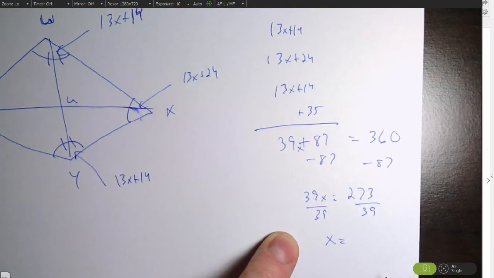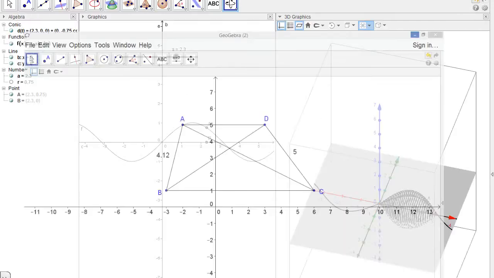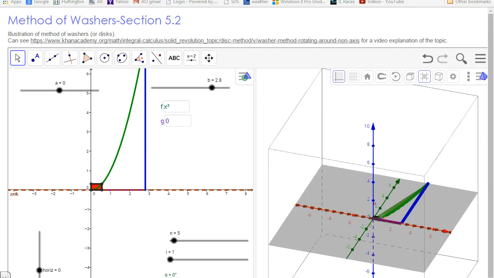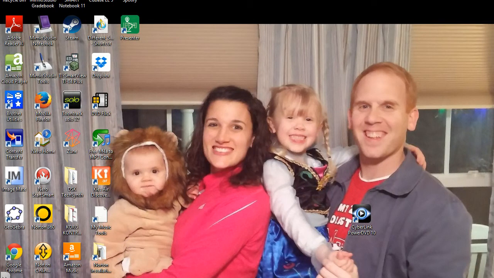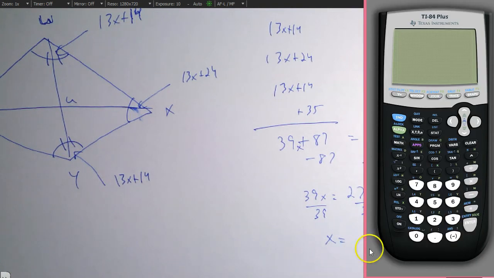I think that's something like, I don't know, 7 or something. Let's just see. Make sure my arithmetic is right. Bring up my calculator. Sorry, that's other stuff for calculus. And that's my family. Alright, here, so let's see, 273 divided by 39. Yep, 7.